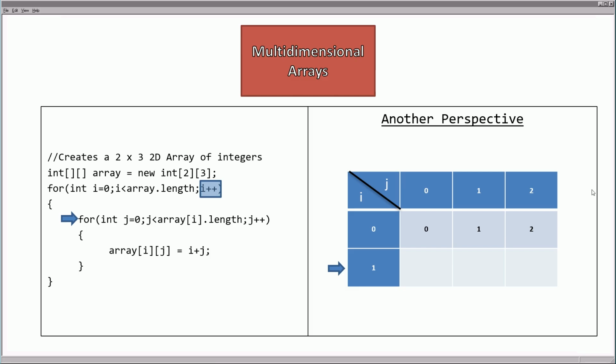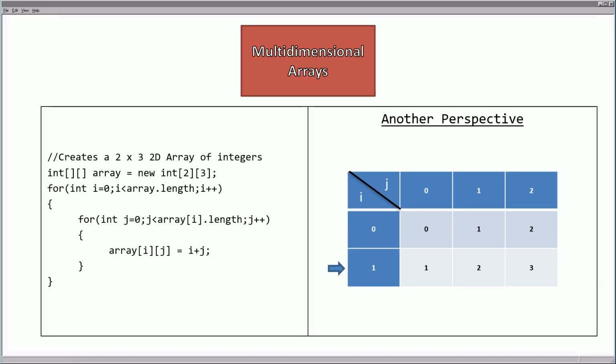When we increase i by 1, we now move inside of here once again, and we're going to repeat the same procedure. And as you could probably guess, the next indices is 1 plus 0 is 1, 1 plus 1 is 2, 1 plus 2 is 3. So a few steps later, we end up with this type of array.